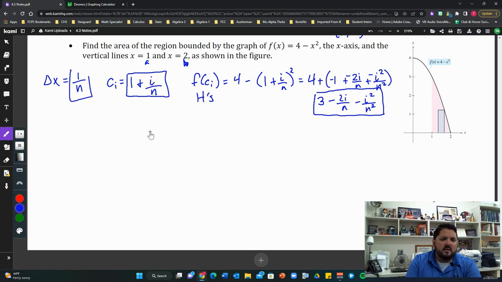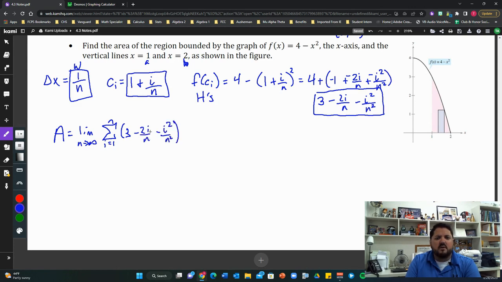Over here, again, delta x is my width. So we're just going to multiply those two and take the limit of the summation. So remember, area equals now the limit as n goes to infinity of sigma from i equals 1 to n of heights times width. So 3 minus 2i over n minus i squared over n squared times 1 over n.